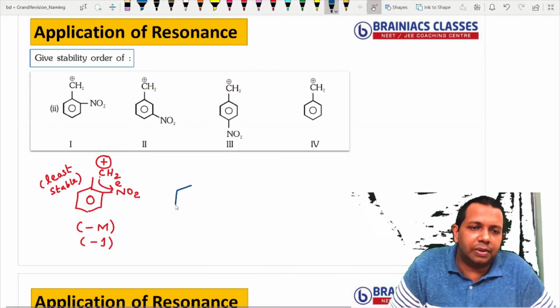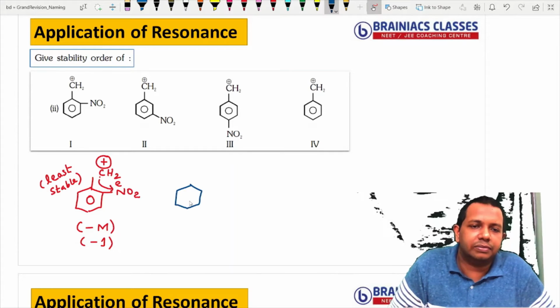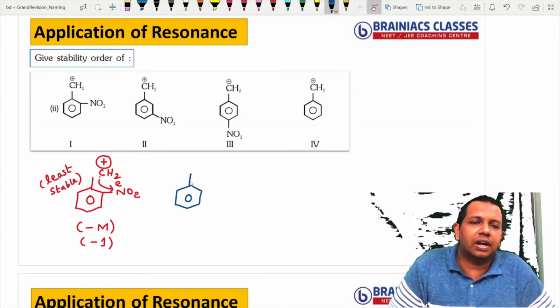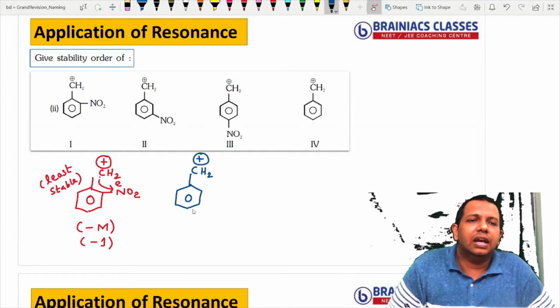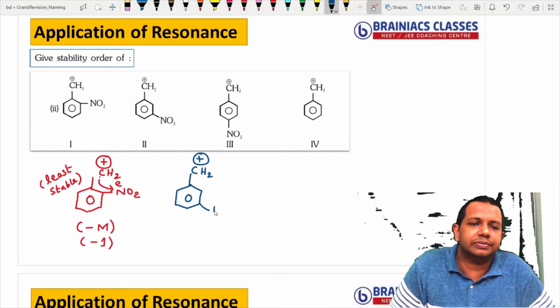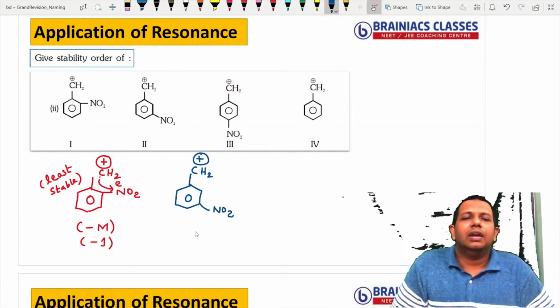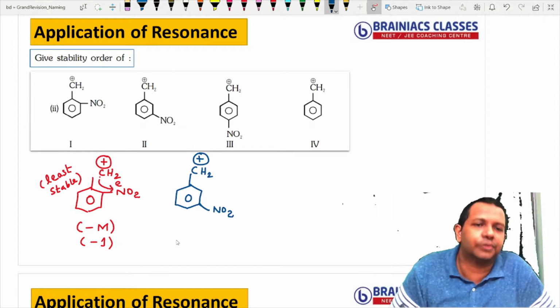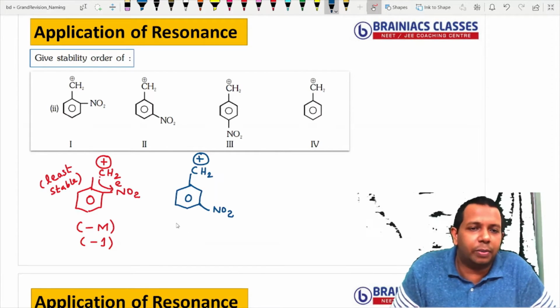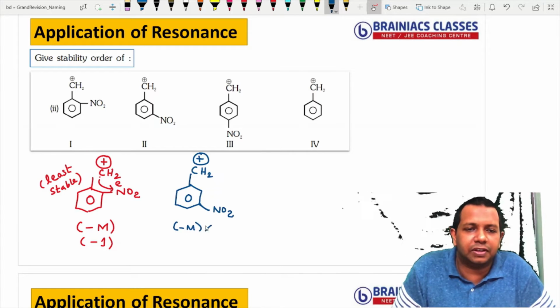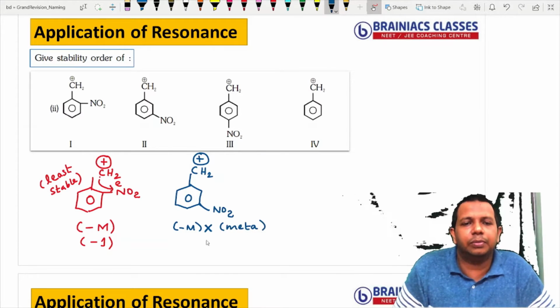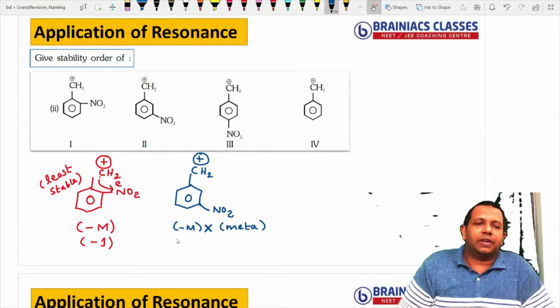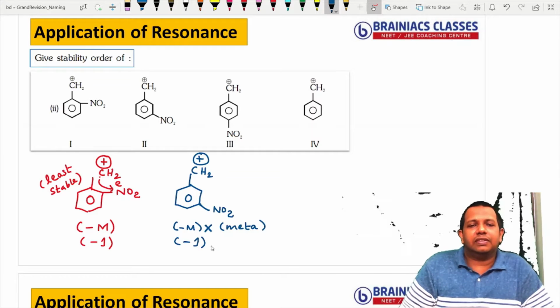So you have a benzene ring, and to this benzene ring CH2 plus is connected, and there is an NO2 group here. Now please listen here. Here also NO2 is present, but at what position? Meta position. So there is no minus M effect, because of the meta position. Now what is present there? Minus I effect is present.